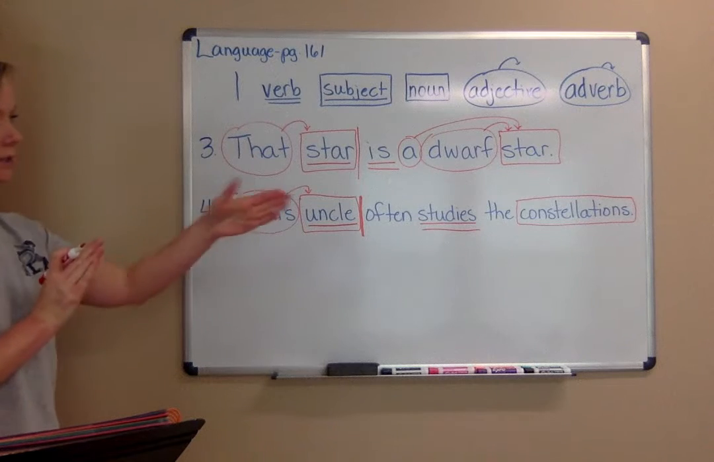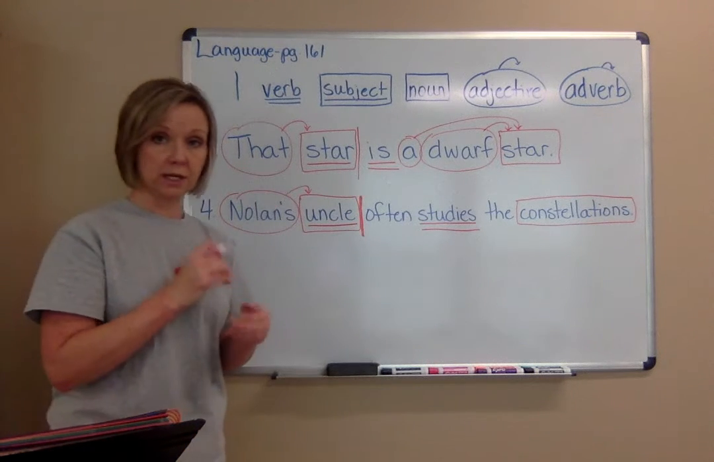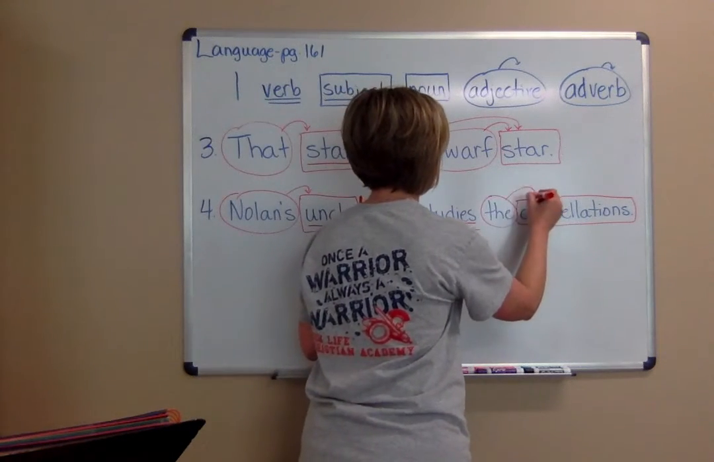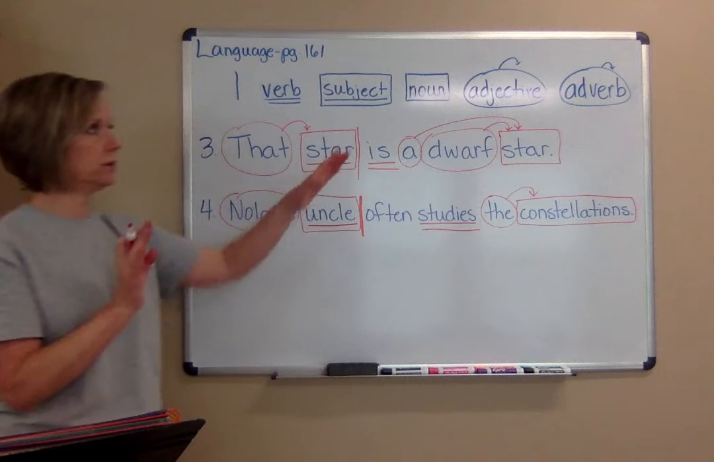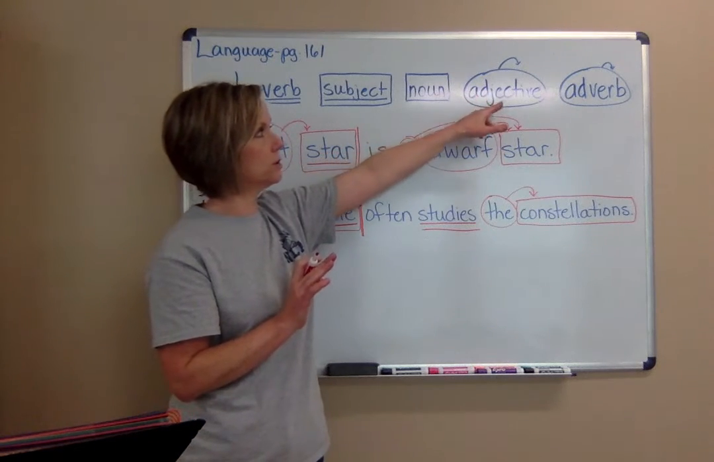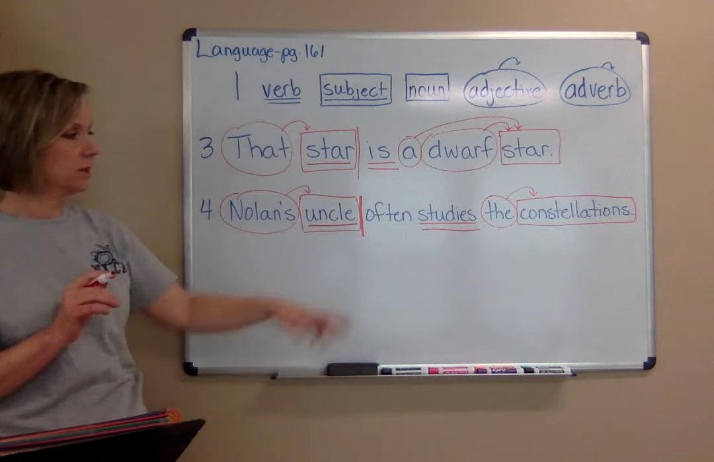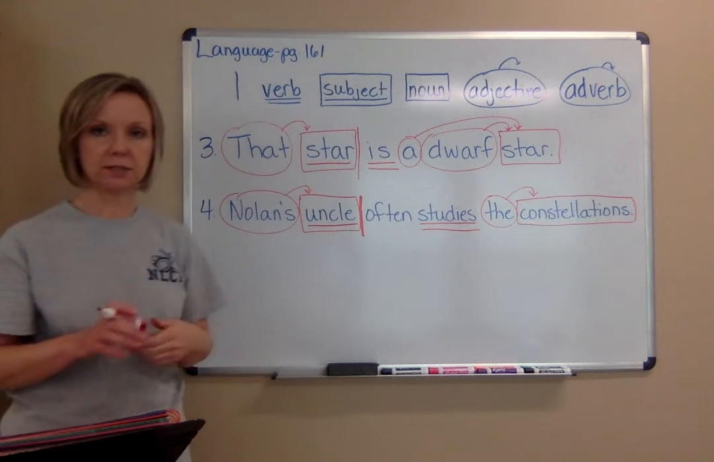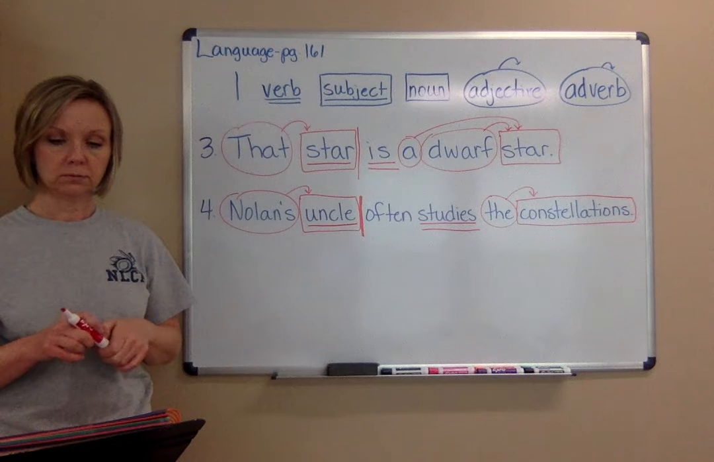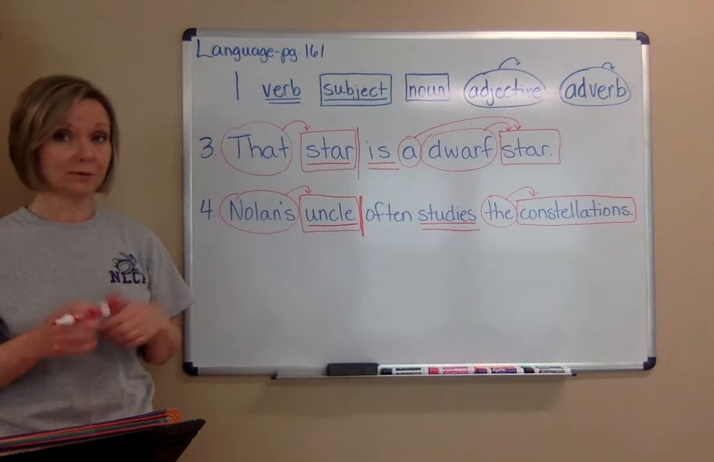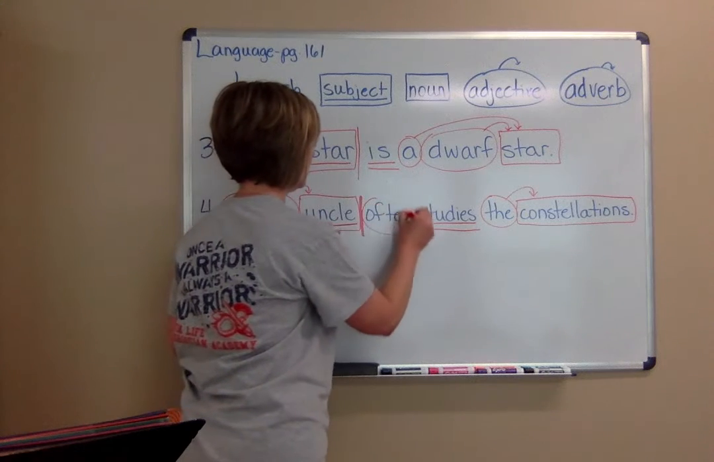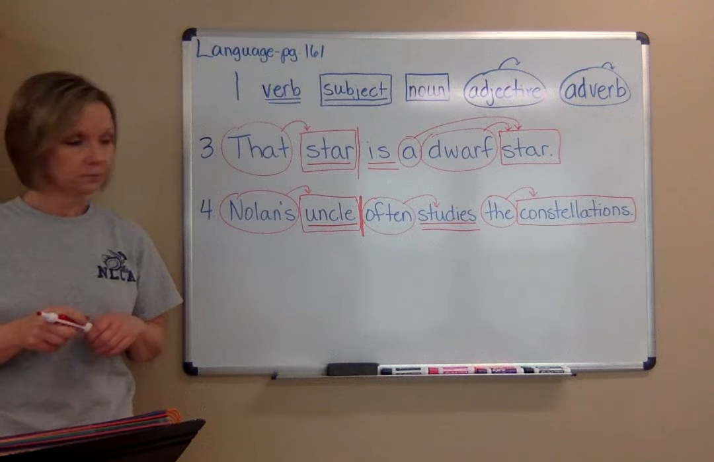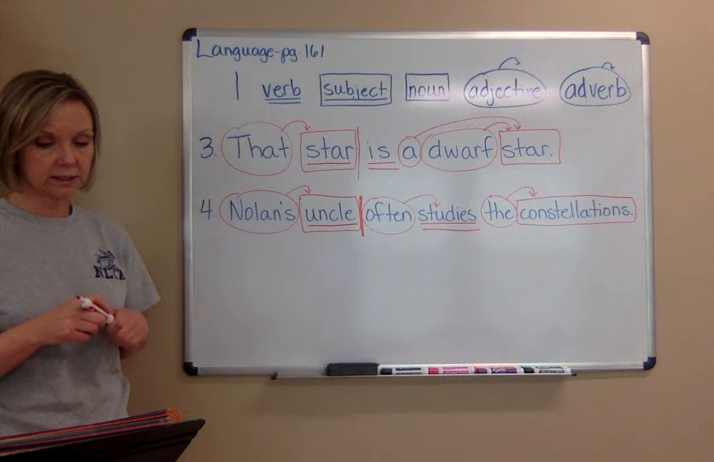Our next noun is constellations. Does the describe constellations? Yes, it does. Finish with our adjectives, because those are nouns. Adverb, studies is our verb. Does often describe studies? Yes, it tells you how often. Often. So we circle it and match it to studies. Okay, so we used all of our words in that sentence.